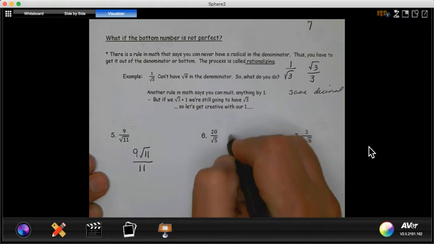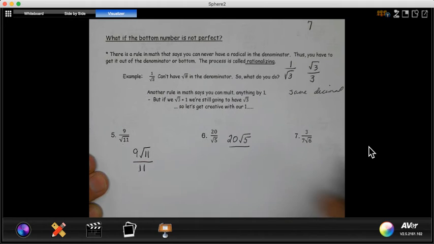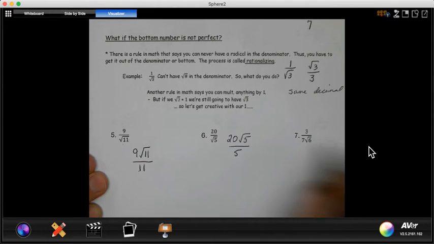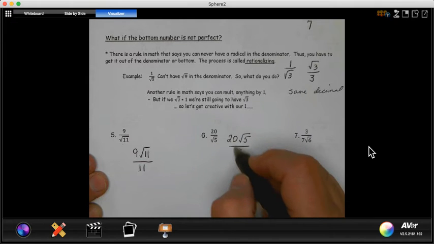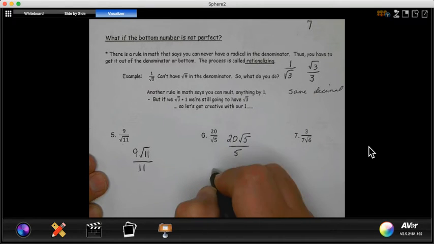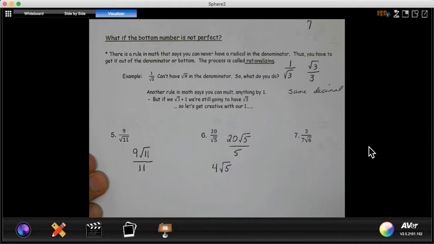So we're just going to rewrite it. We're going to take the 5. So the numerator has 20 root 5, and the denominator has a 5. Okay? Then I have to simplify. 20 divided by 5 is 4. So anything on the outside that doesn't have a root is normal math. So 20 divided by 5 is 4. So the answer is 4 root 5.